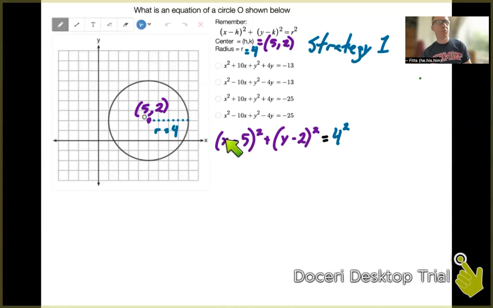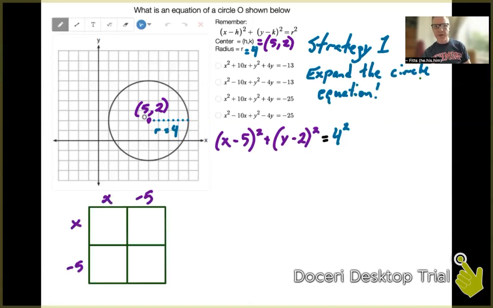And so some of you probably learned double distribution. When I was in school, they called it FOIL, first, outside, inside, last. But I'm a geometry teacher, so I'm going to show you the area model because I love area calculations. So I'm going to expand the circle equation using the area model. So here's how the area model works.